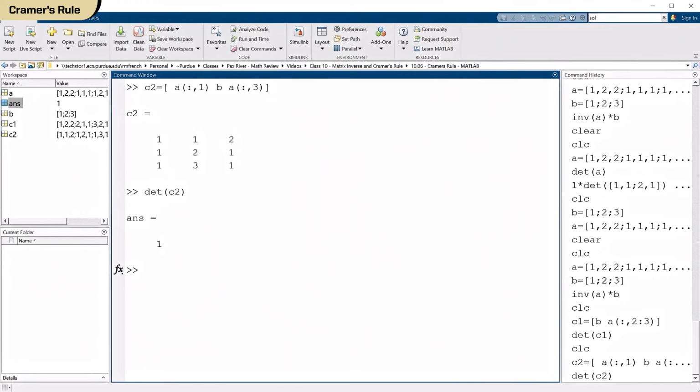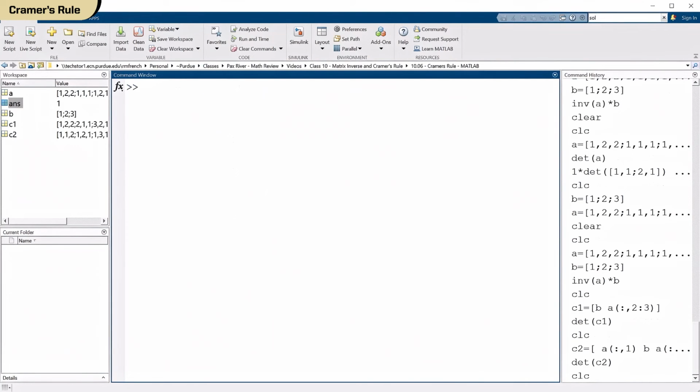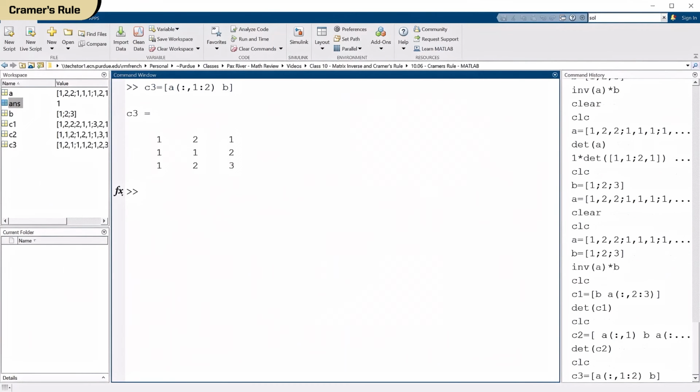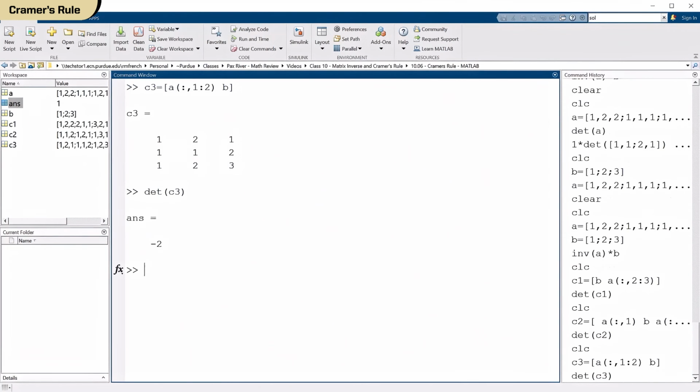If it worked twice, it'll work three times. Let's clear the command window. And now let's finish it up. We're going to define a matrix C3 whose third column is the B vector and the rest of it is the A matrix. So C3. Now I need A, all the rows, columns 1 and 2, and then there's the B vector. Okay, that looks good. And determinant of C3 is minus 2, just like we had before.